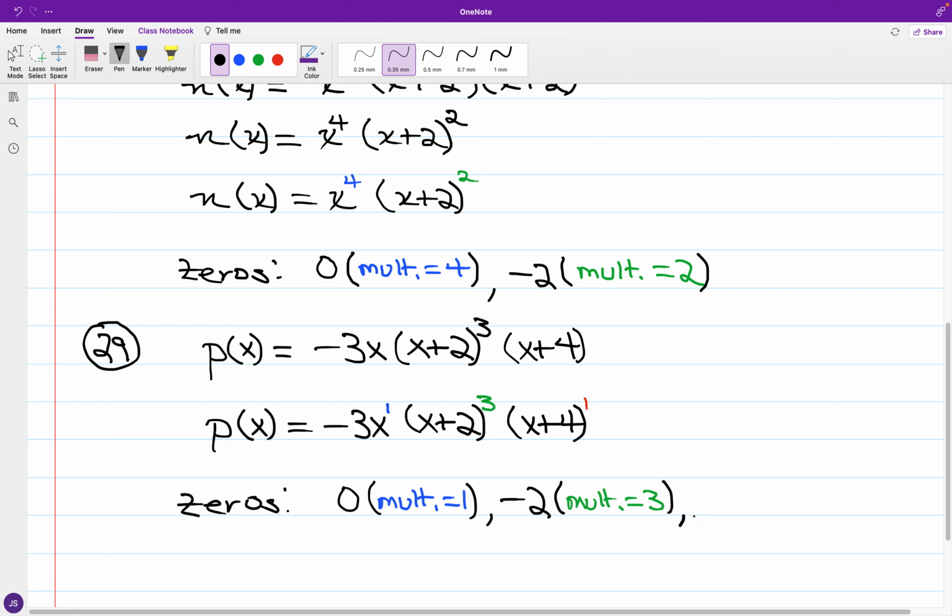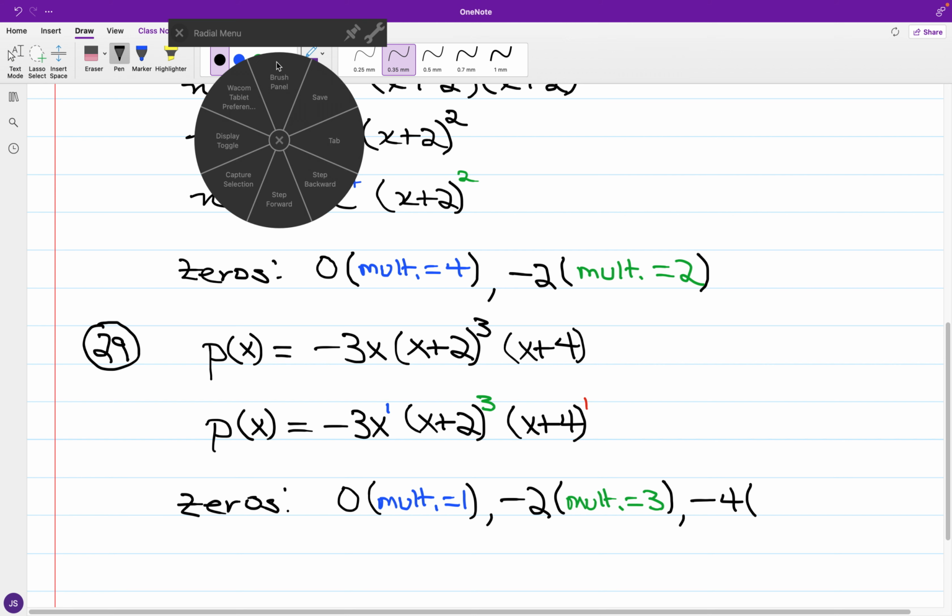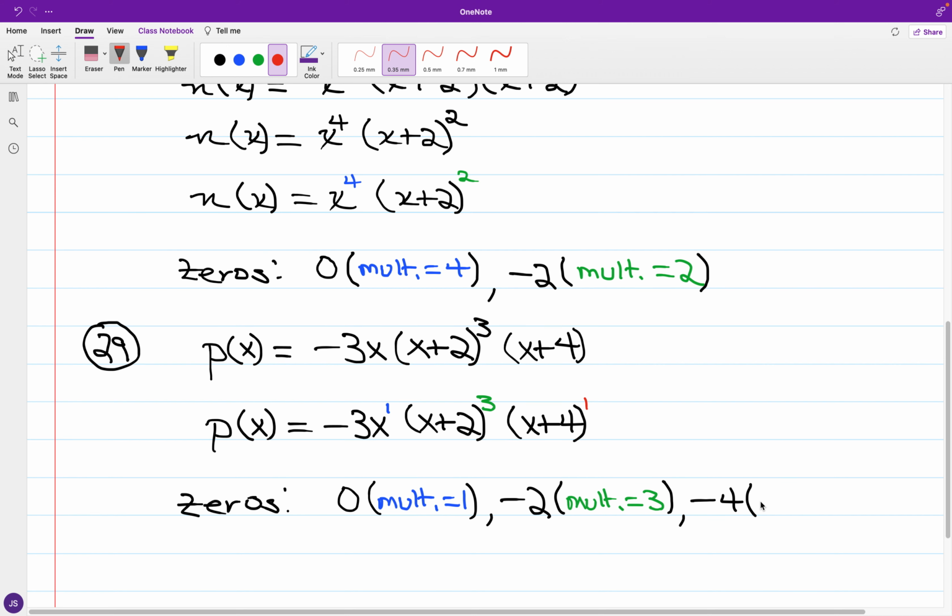And from x plus 4, we have negative 4. And since that factor is a first degree, negative 4 is going to have a multiplicity of 1.